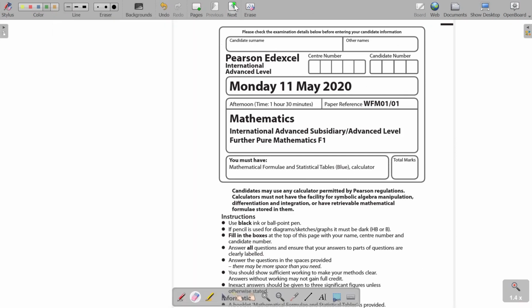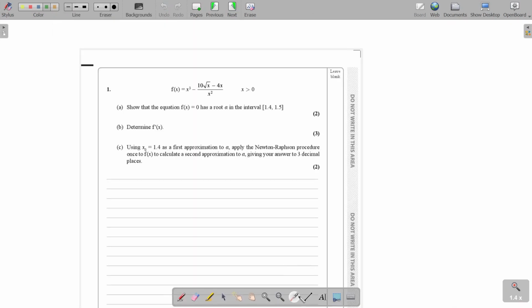2020 paper. Okay, so question number 1, f(x) equals x cubed minus 10 root x minus 4x, all over x squared, where x is greater than 0. Show that the equation f(x) equals 0 has a root alpha in the interval [1.4, 1.5]. Okay, how do we show that there is a root?